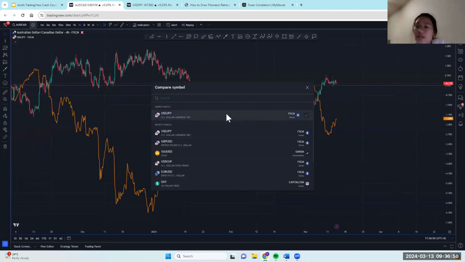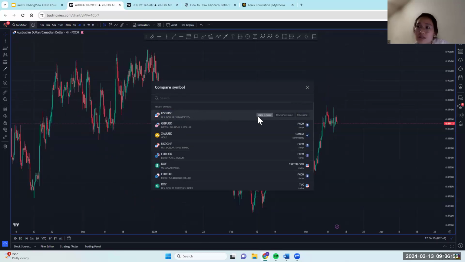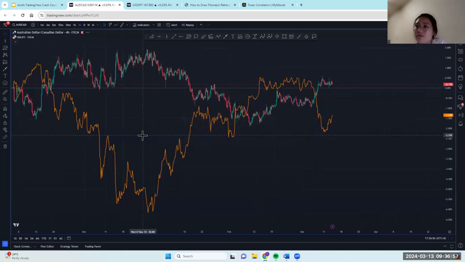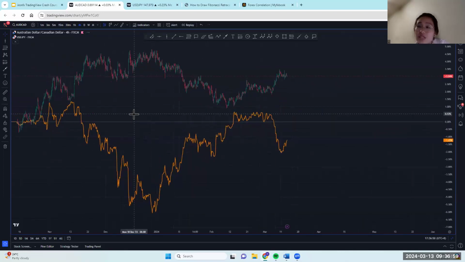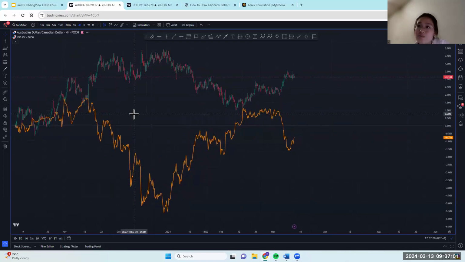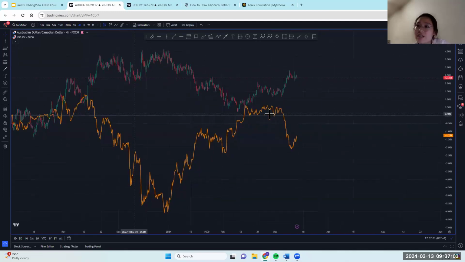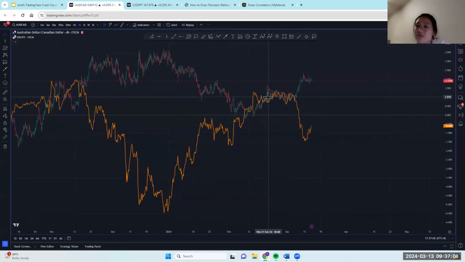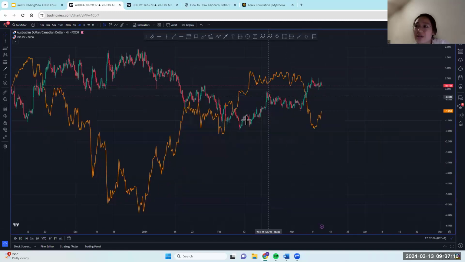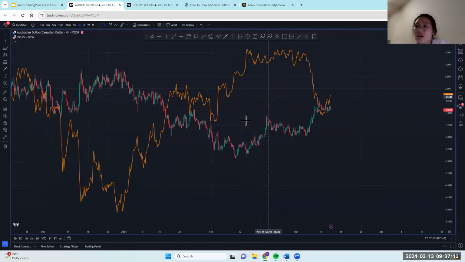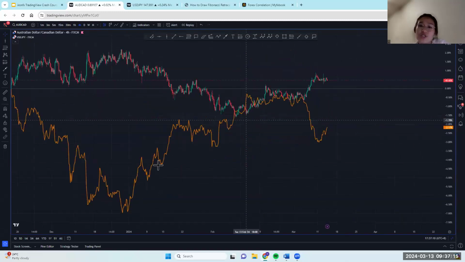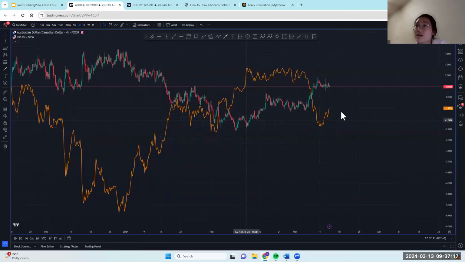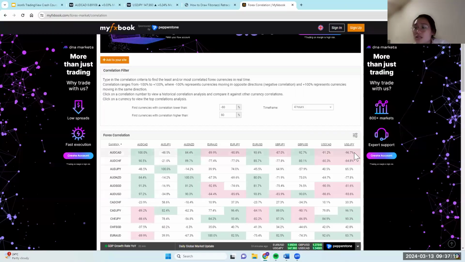we'll normally look at the same price, same percentage scale. You can see how negatively correlated it is. So if we are expecting a bullish signal from our AUD CAD, then we can expect a bearish signal on our USD JPY, since they are almost negative 100% correlated.